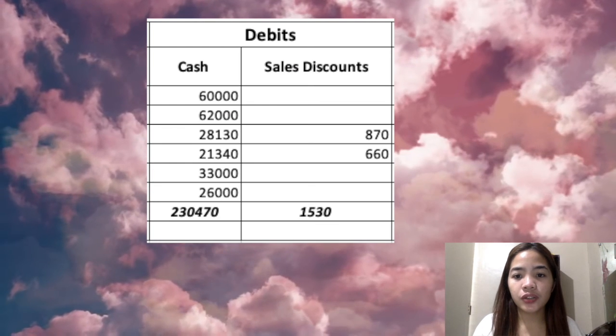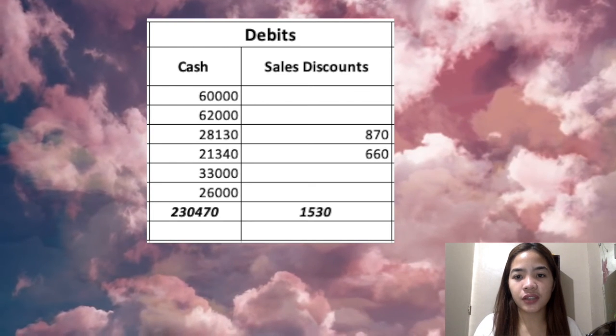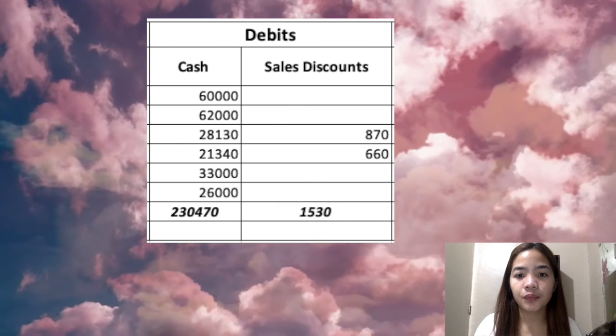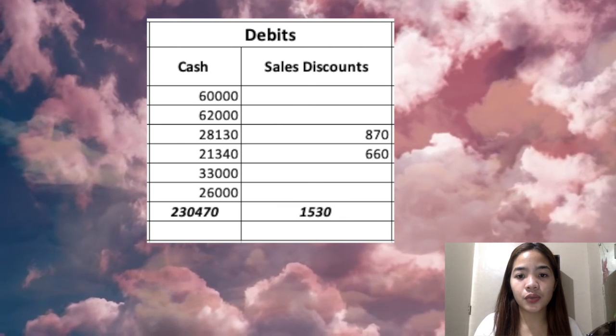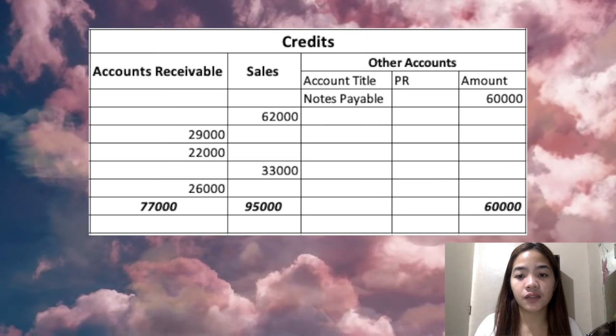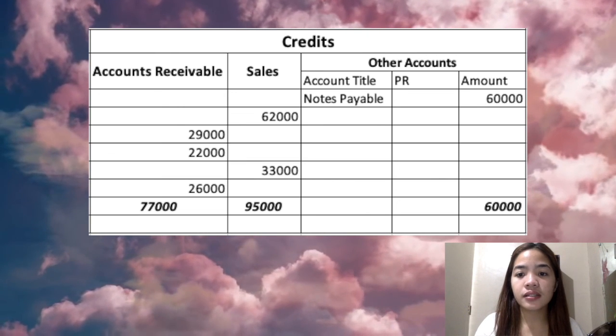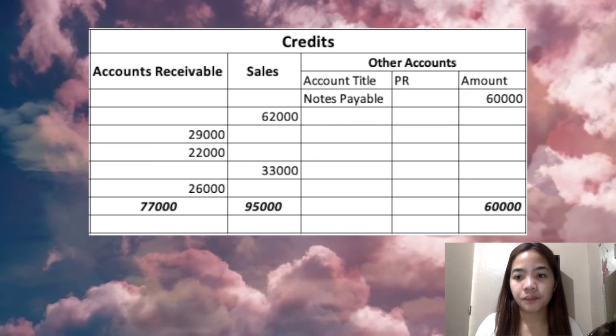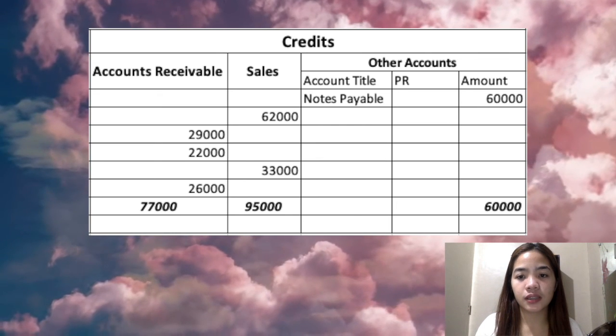And the next requirement, foot and cross-foot the journals. We have here cash, 230,470 for the cash receipts journal. Sales discounts, 1,530. Accounts receivable, 77,000. Sales, 95,000. Notes payable, 60,000.